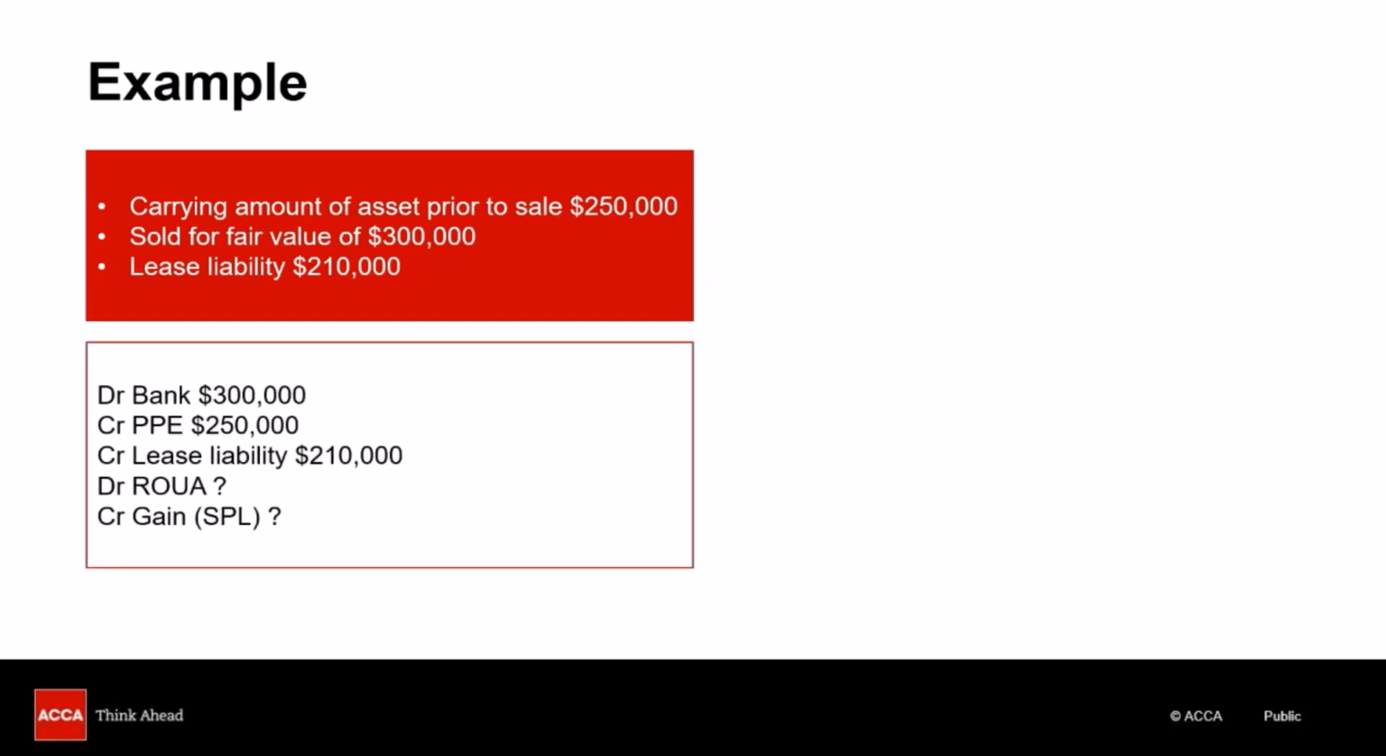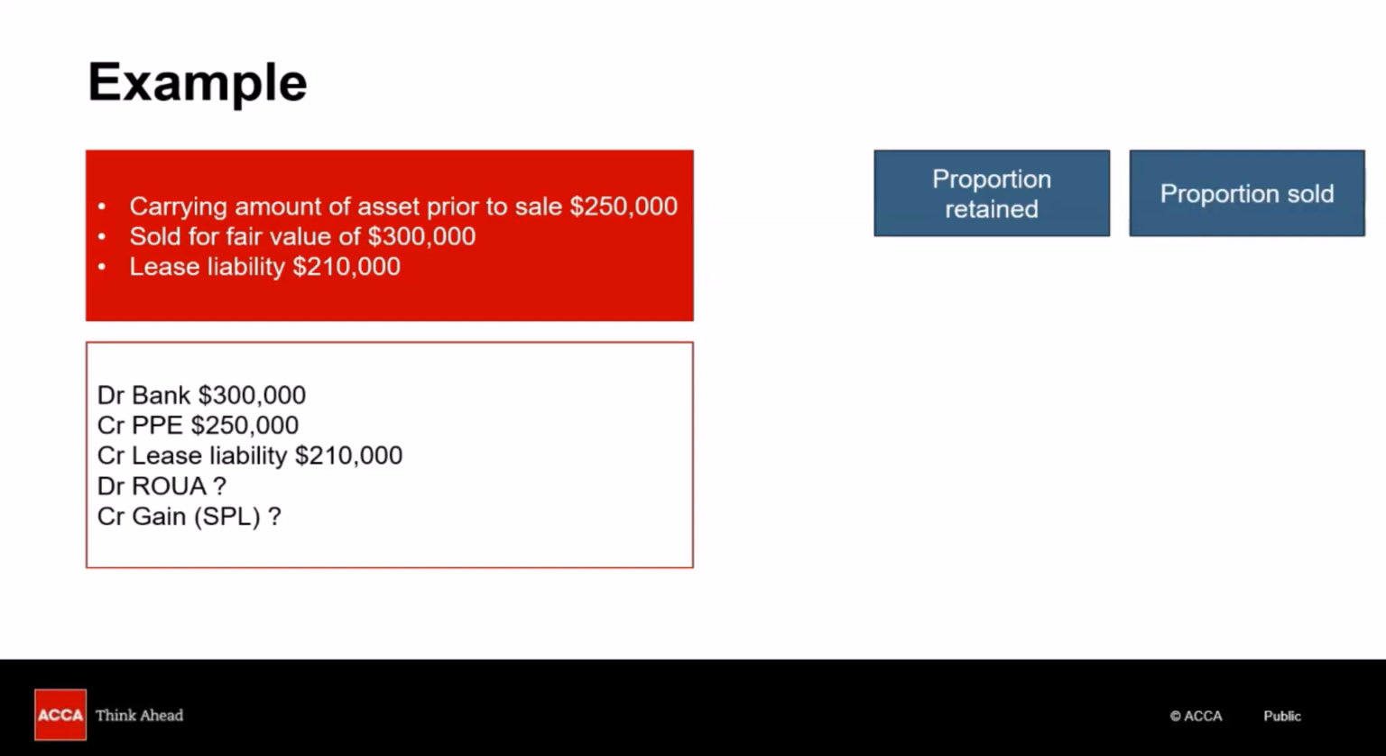Now, if we talk about the double entry, the debit was to bank for the amount that has been received. The credit would be to property, plant and equipment, which now is no longer in the business because it has been sold. Lease liability we know for sure because we have leased the asset back, 210,000. What we are unclear about is the right of use asset and the gain or loss on disposal. Now, in this case, we need to do two workings. One is to identify what is the proportion which has been retained of this particular asset and what is the proportion that has been sold.